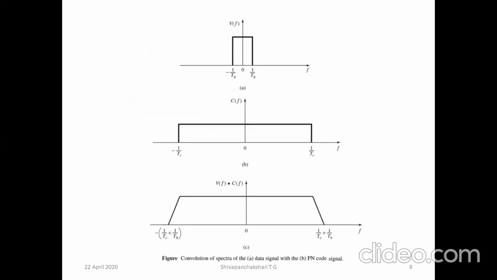The same thing that I explained just now is explained here in the frequency domain, where V(f) is the spectrum of the information signal, whose bandwidth is 1/TB. The information signal is multiplied with the PN sequence or code sequence in the time domain, which is equivalent to convolution between the spectrum of the code signal and the spectrum of the information signal. After convolving V(f) with C(f), we get the output V(f) convolved with C(f), whose bandwidth is 1/TC plus 1/TB.